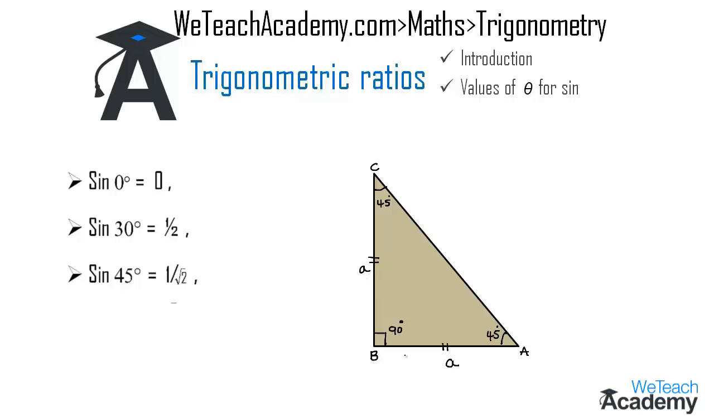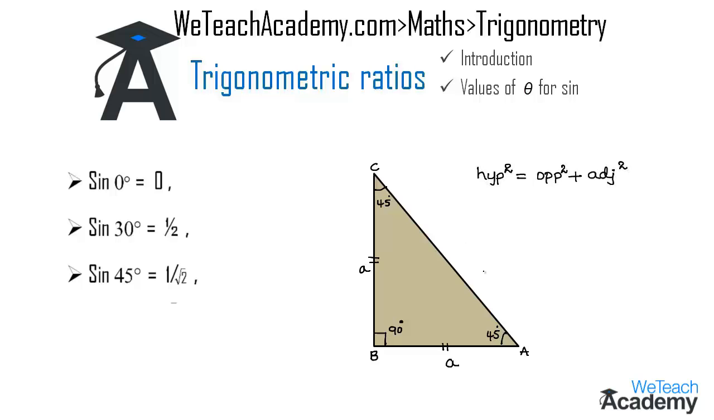So in order to prove that sine 45 is equal to 1 by root 2, let us consider a triangle ABC with AB equal to BC equal to A and angle B equal to 90 degrees, and angle A and angle C equal to 45 degrees. So let us use Pythagoras theorem, that is, hypotenuse square is equal to opposite square plus adjacent square.